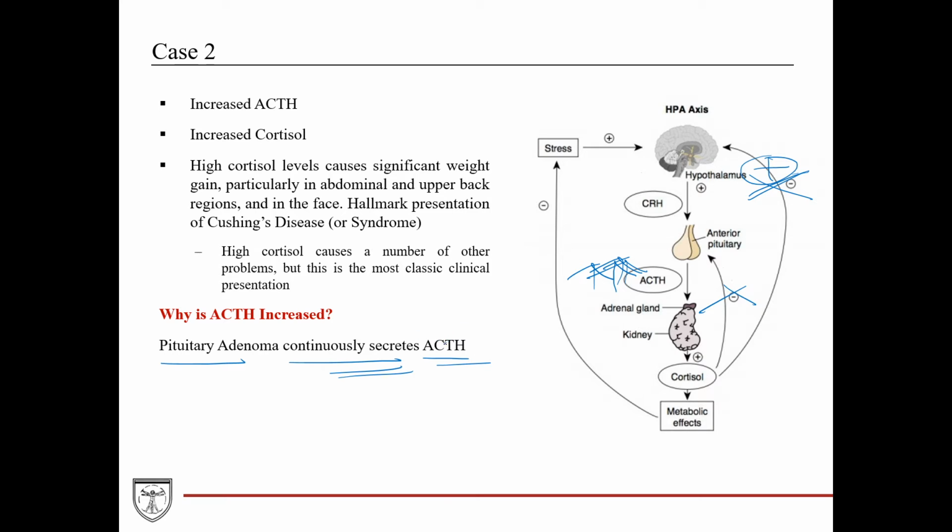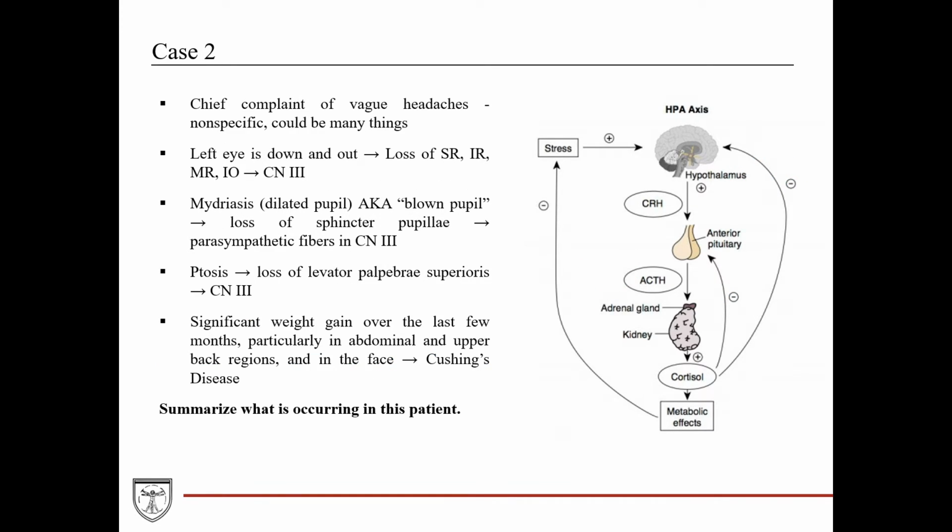You can see there's some other tumors that'll secrete ACTH. There's some lung tumors as well, so you want to pay attention to that, that tumors can do that on their own. So we want to summarize what's going on in this patient. So we've got a cranial nerve 3 palsy, as you can see here. We've got Cushing's disease.